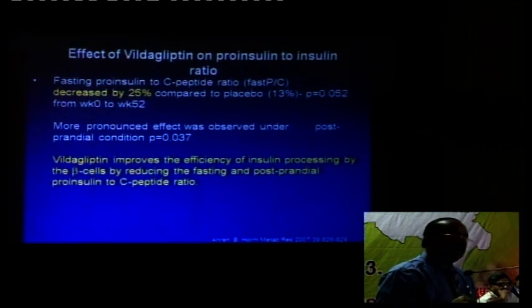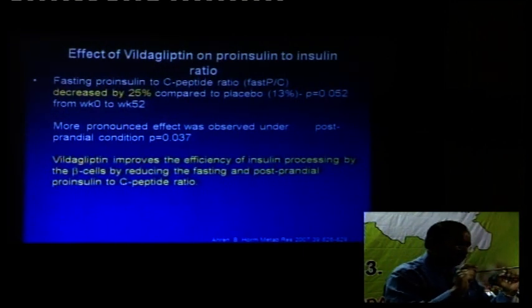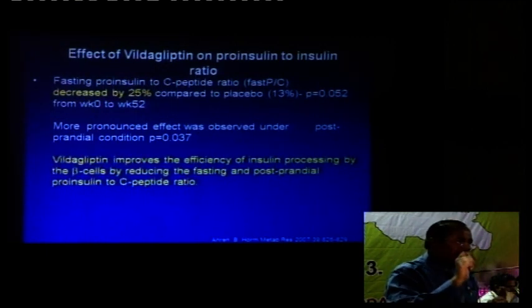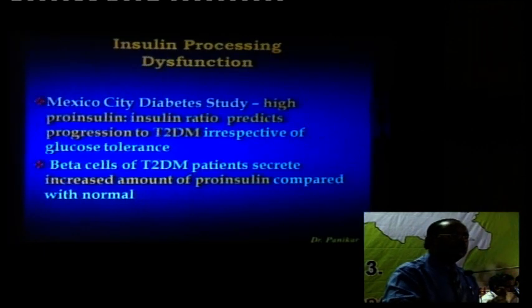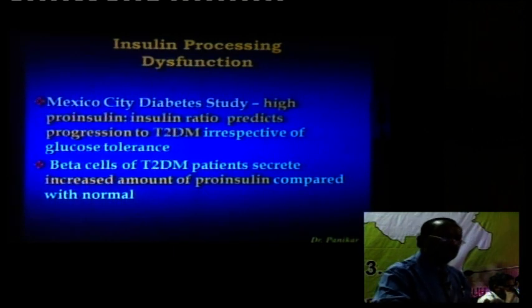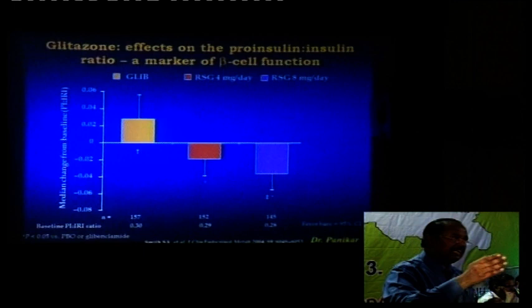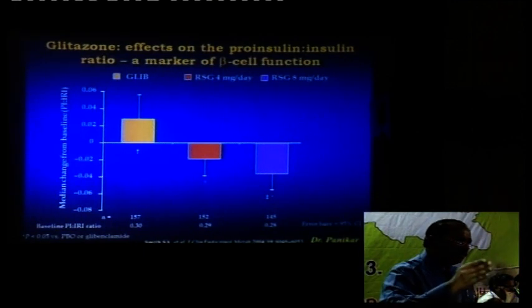beneficial. The GLP-1 and the DPP-4 have been shown to give you an alteration in a favorable way for the proinsulin-insulin ratio. This was a Mexico City study of high proinsulin-insulin ratios, and what they showed was that glitazones significantly reduce the proinsulin-insulin ratio, beneficial.